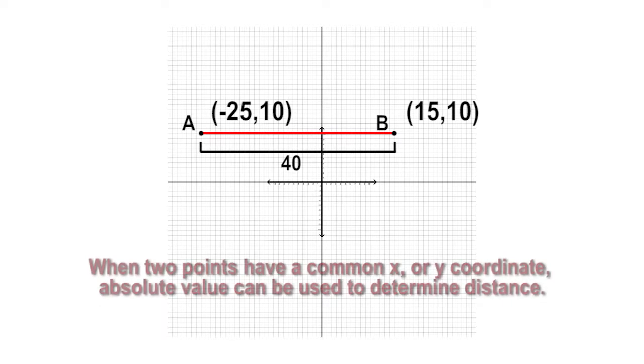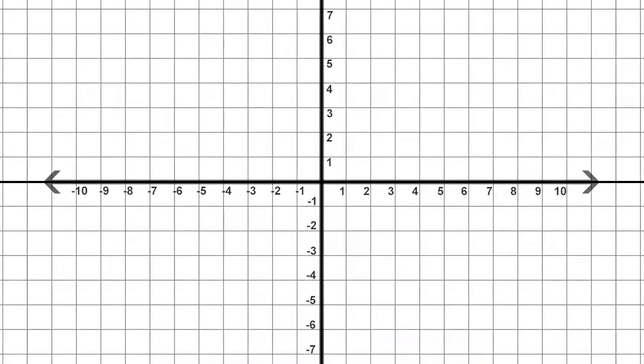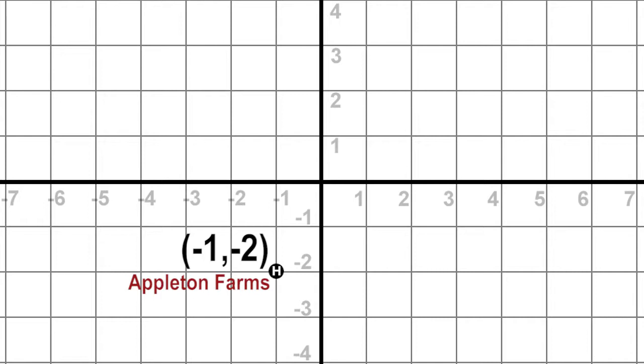When we are looking at 2 points with either a common x coordinate or a common y coordinate, we can use absolute value to determine their distance. Let's see how this works with our previous example of the farm and the cafe. Appleton Farms is located at -1, -2, and the cafe is located at -1, 1. Note that the 2 places have the same x coordinate. Since the x coordinates are the same, we can look at the y coordinates to determine the distance.